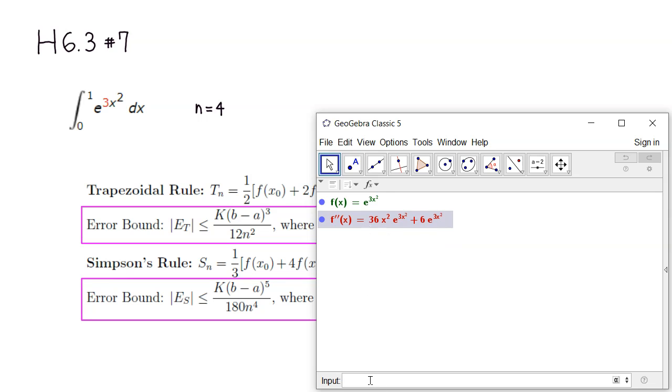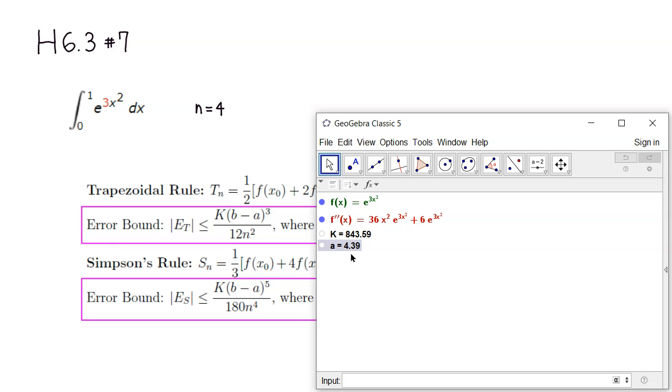So I'm going to set k to be f double prime of 1. Then hit enter. So the k value is already found. All you have to do is just compute this. So it's going to be k times, b is 1 and a is 0, so it's going to be 1 minus 0, which is 1 anyway, raised to the third power and divided by 12 times n. n in this case is 4, raised to the second power. And then hit enter.